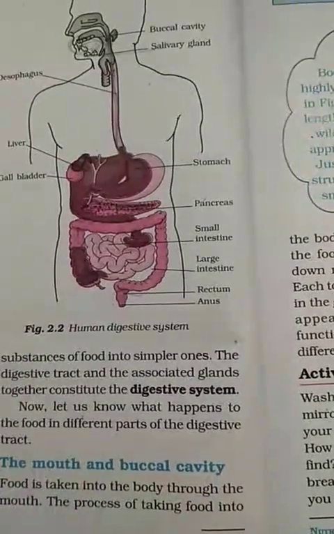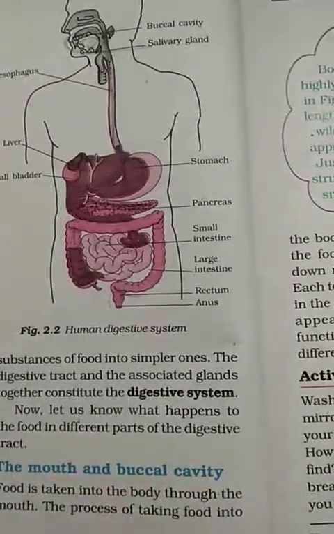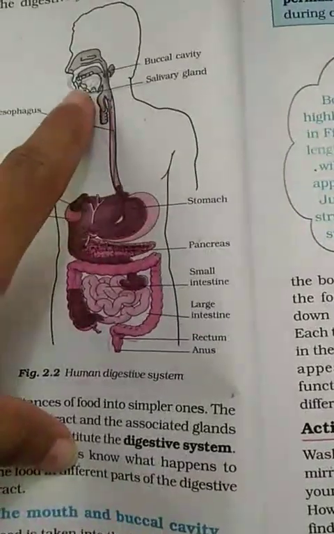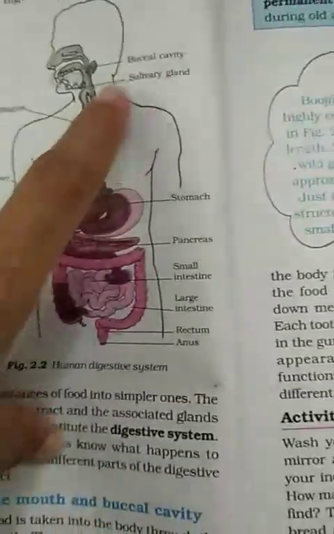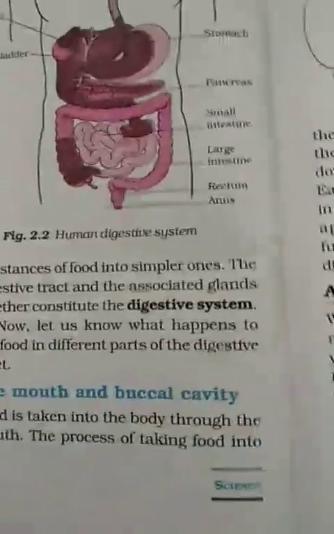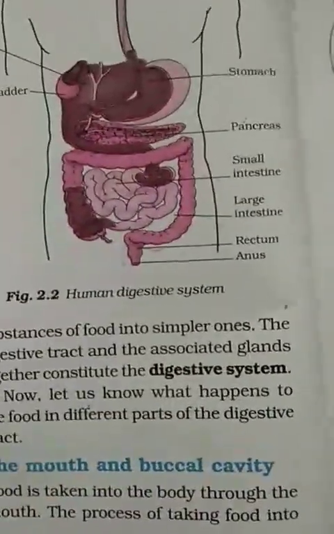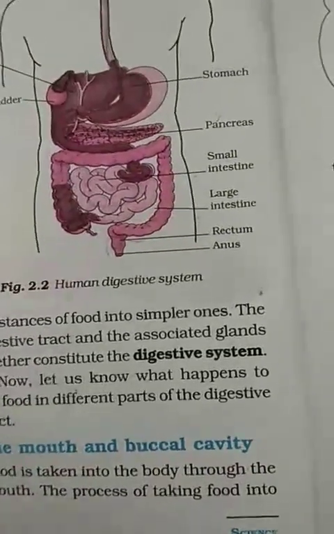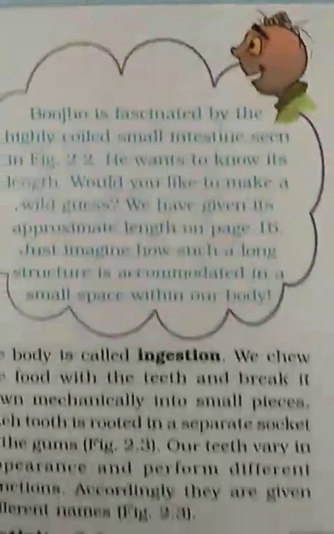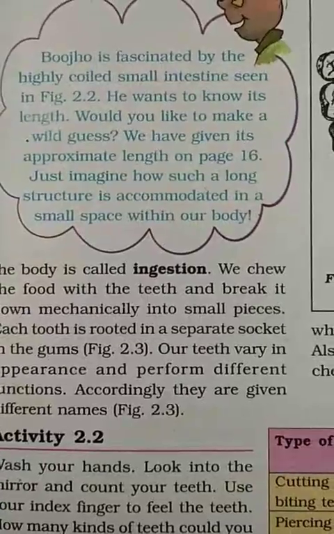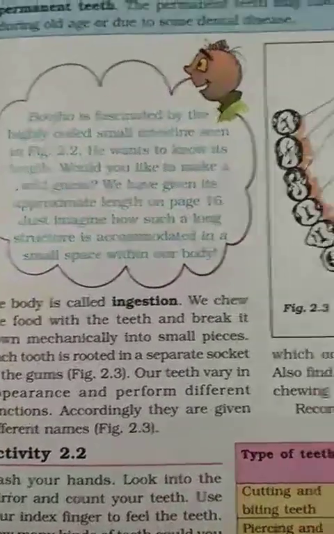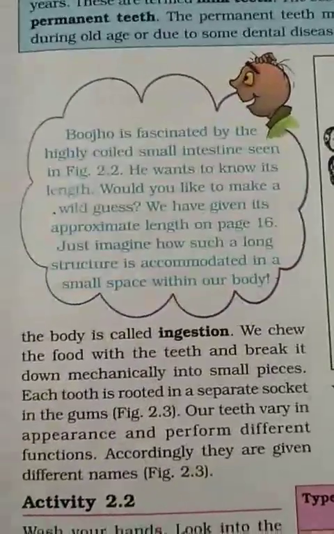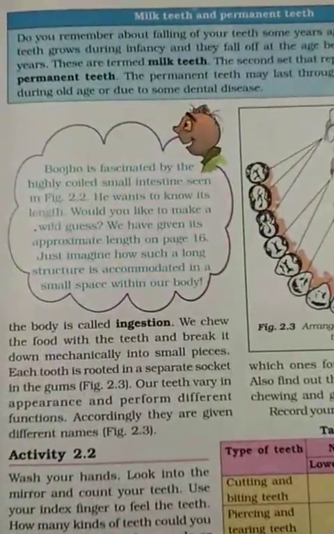Now let us know what happens to the food in different parts of the digestive tract. What is our first organ in the digestive system? That is the mouth. Here it is shown, or the buccal cavity. The food is taken into the body through the mouth, and the process of taking food into the body is called ingestion. As we are taking in our food, the process is known as ingestion.